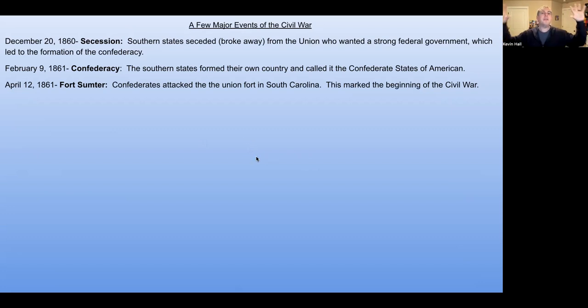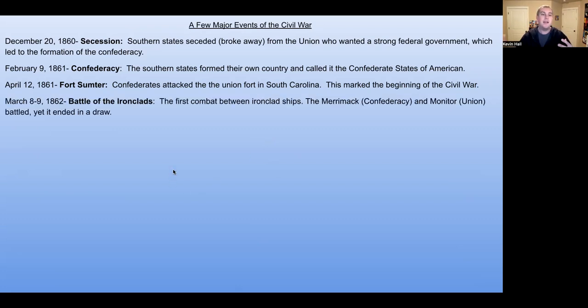After that, it would be the Northern Army or the Union Army or the United States Army that would invade the South. And most of the battles of the Civil War would end up taking place in the Southern states.